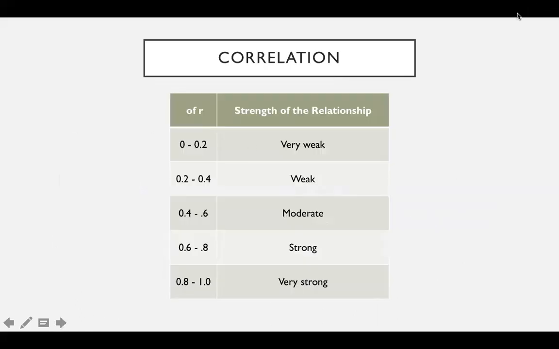And here's just a chart showing the strength of your relationship in correlation. This doesn't have to be specific to the decimal: very weak, weak, moderate, strong, very strong. It's just something to keep in mind as you go along. You don't have to memorize this chart by any means. It's just something to keep in mind on how they define the relationship, showing how the strength ranges from very weak to very strong.